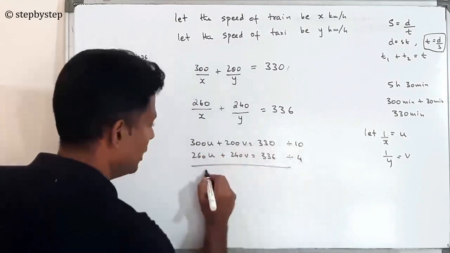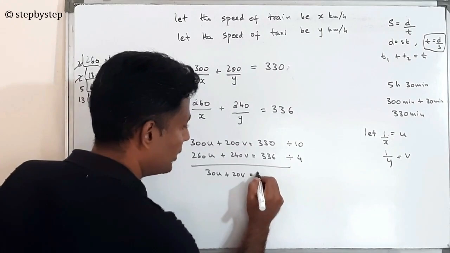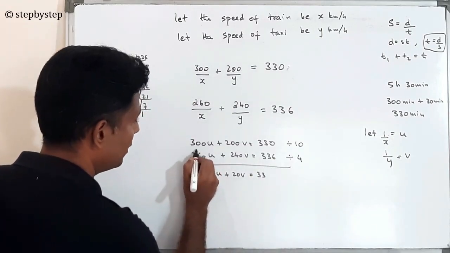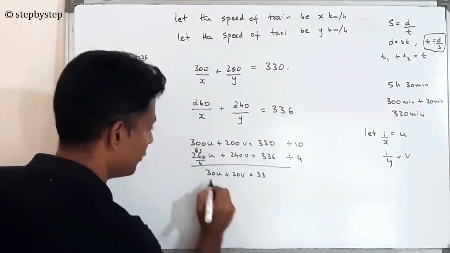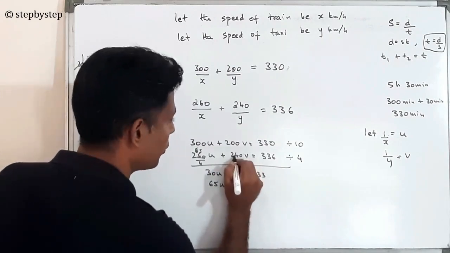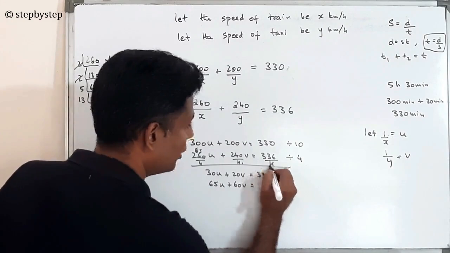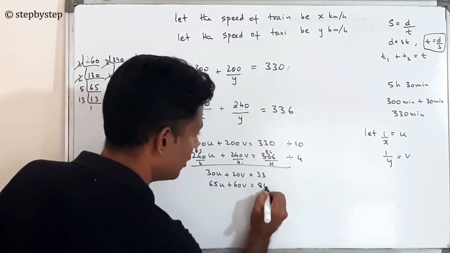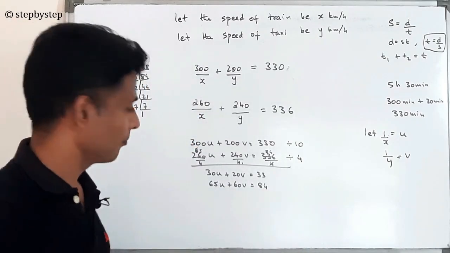This will become 30u plus 20v equal to 33, and dividing this by 4 we get 4 ones are 4, 6 are 24, 20 remains 65. 65u plus, if I divide this by 4, 4 ones are 4, 6 are 60v equal to, dividing this by 4, 4 8s are 32, 16 4s are 84. So we have made it as simple as possible.